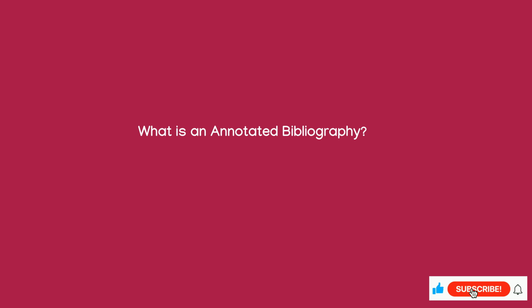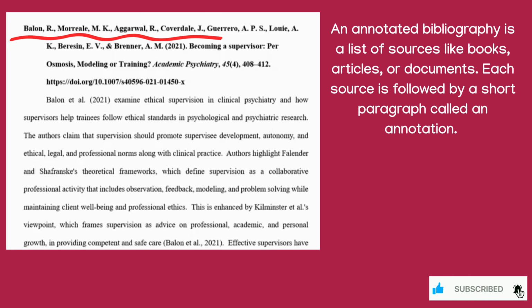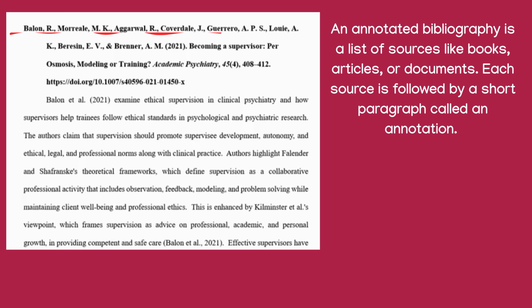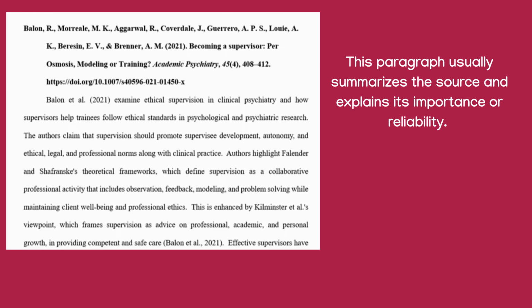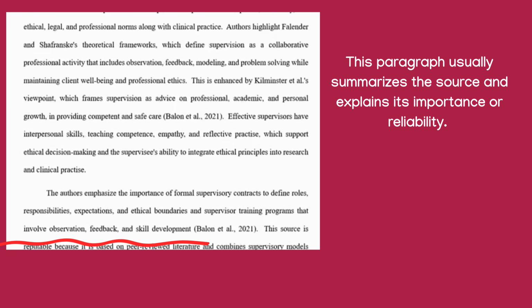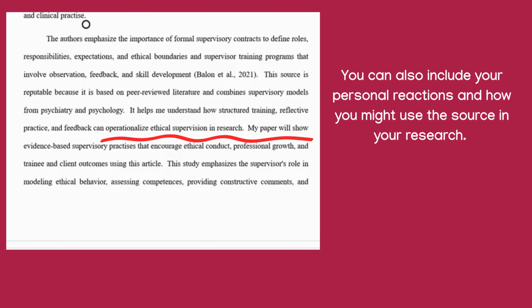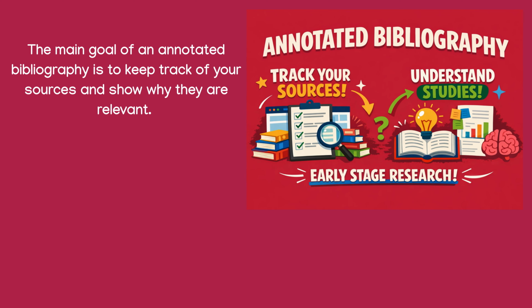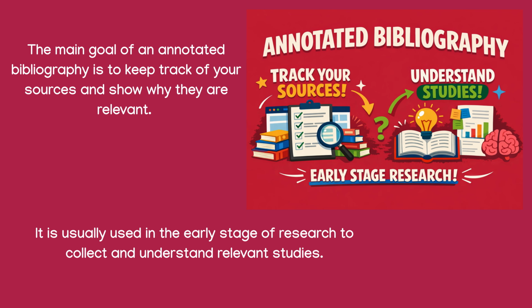What is an annotated bibliography? An annotated bibliography is a list of sources like books, articles, or documents. Each source is followed by a short paragraph called an annotation. This paragraph usually summarizes the source and explains its importance or reliability. You can also include your personal reactions and how you might use the source in your research. The main goal of an annotated bibliography is to keep track of your sources and show why they are relevant. It is usually used in the early stage of research to collect and understand relevant studies.